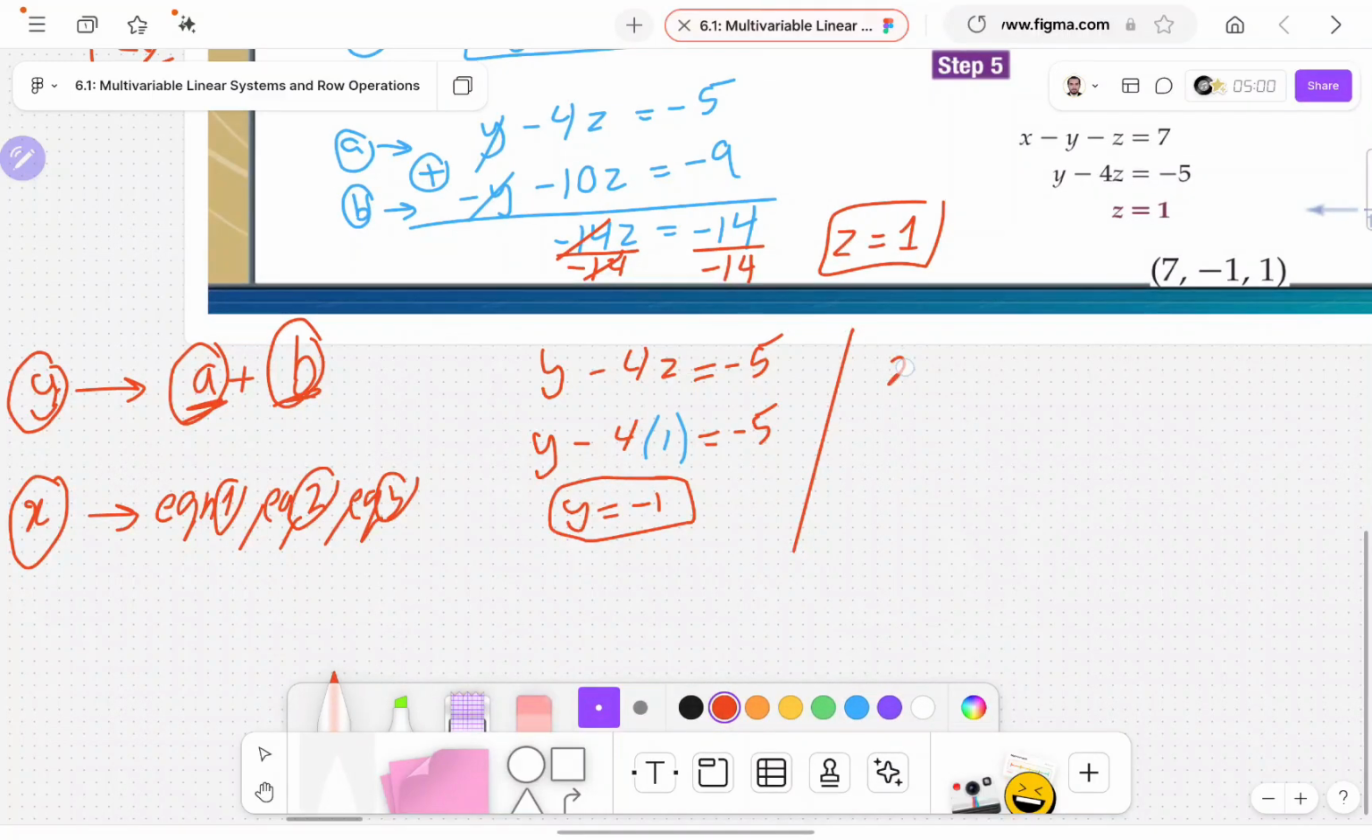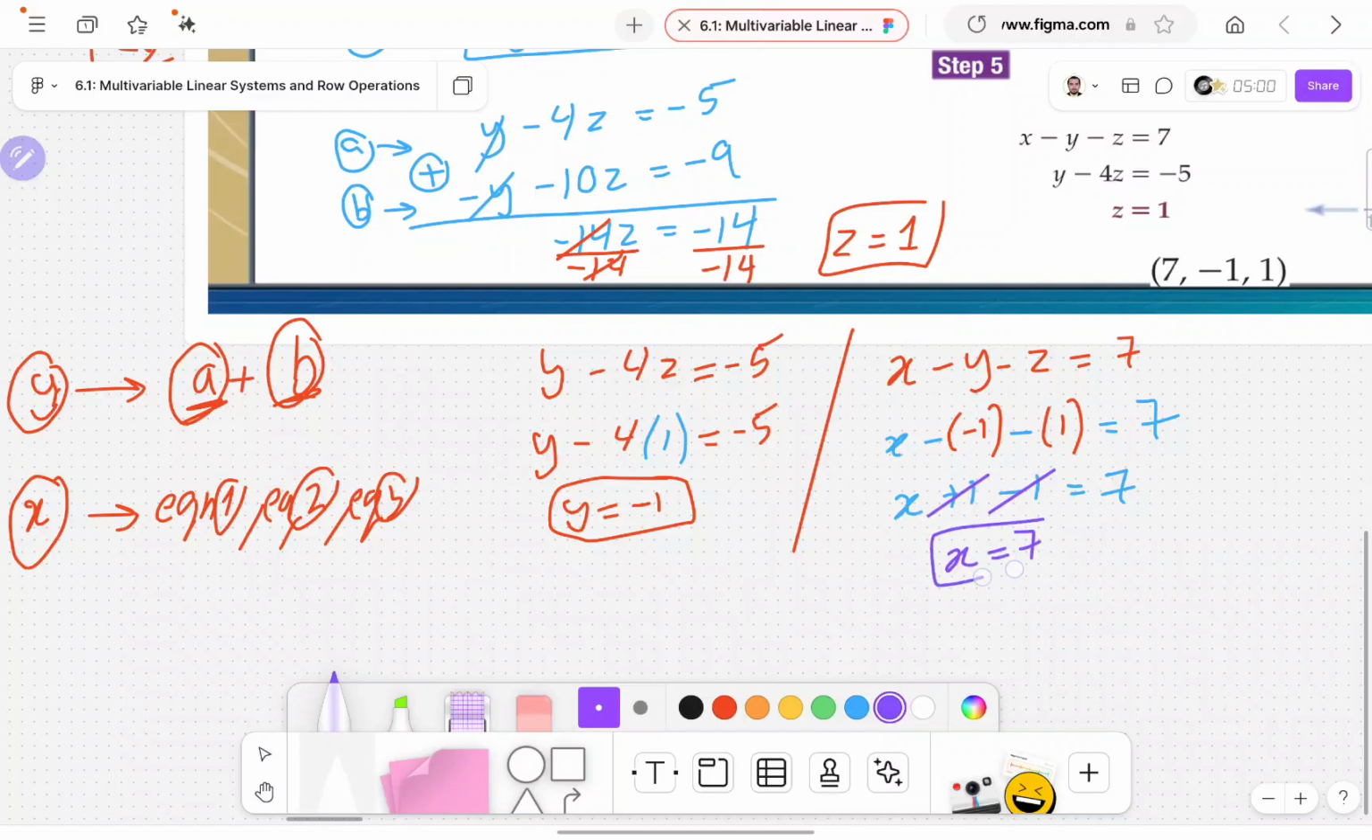Find x minus y minus z is equal to 7. So this is equation 1. Now x, minus y, which is already negative 1, so we keep it negative 1. Then minus z, which we already found is equal to 1, equals 7. Now let's simplify. X negative becomes positive 1 minus 1 equals 7. So negative 1 plus 1 cancel each other, so x is equal to 7.